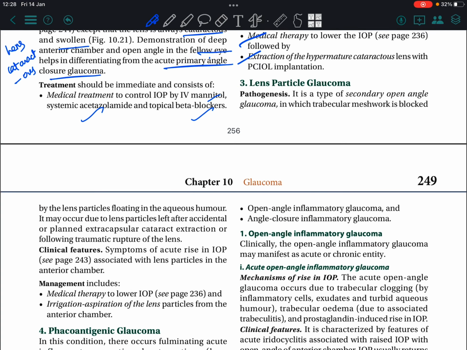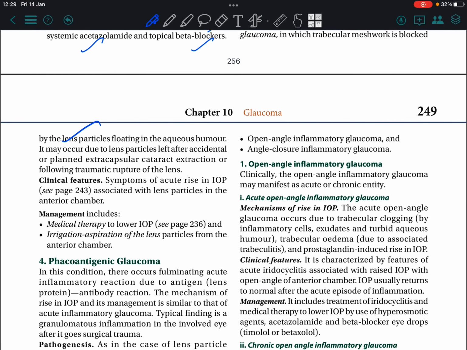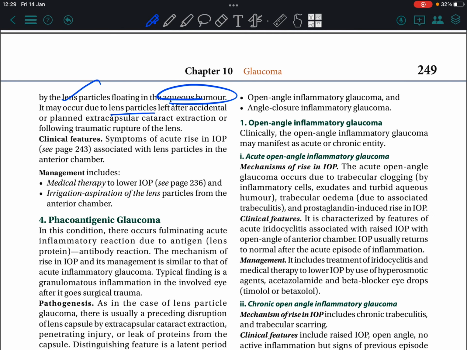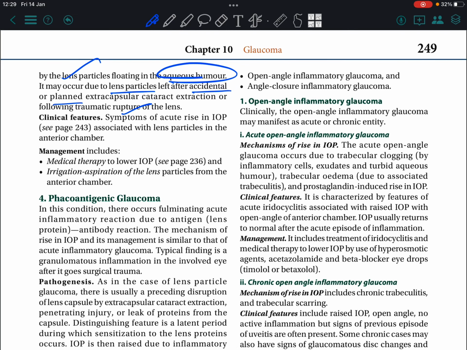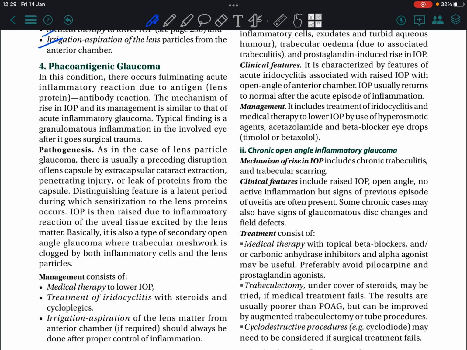Lens particle glaucoma is a secondary open angle glaucoma in which the trabecular meshwork is blocked by lens particles floating in the aqueous humor. It may occur due to lens particles left after accidental or planned extracapsular extraction, or following traumatic rupture of the lens. Clinical symptoms are those of acute rise in IOP associated with lens particles in the anterior chamber. Management: medical therapy to lower IOP, and irrigation aspiration of lens matter. Phacoantigenic glaucoma.